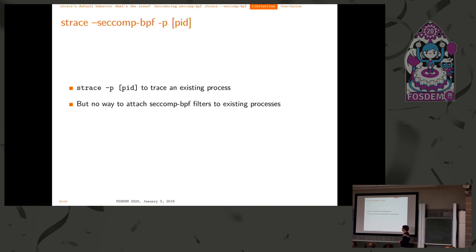Okay, the second limitation of this option is -p. So if you want to trace an existing process, you cannot use the seccomp-bpf option today. The reason for that is very simple. There's currently no way to attach a seccomp BPF program to an already running process in the Linux kernel. There is, however, a way to synchronize the seccomp BPF programs across all threads in the group when you attach a program to a thread of a group of threads. So maybe there is some hackish way to do this, but yeah, not sure.